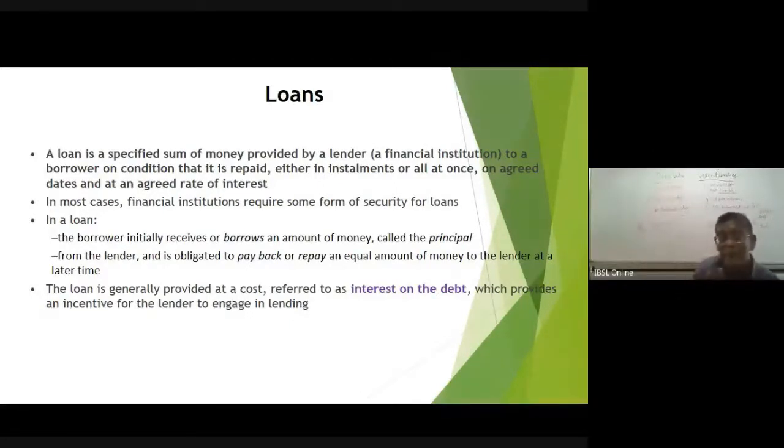The borrower is the same, right? The lender, in our case, is a bank or financial institution, giving to a borrower, our customer, on condition. What is the condition? He is going to repay either in installments or in advance, on agreed dates with an agreed interest period. Who is a borrower? You can just put: a borrower is one who receives money on the condition that it is repaid either in installments or in advance, on agreed dates and at an agreed rate of return. Okay, it is as simple as that.